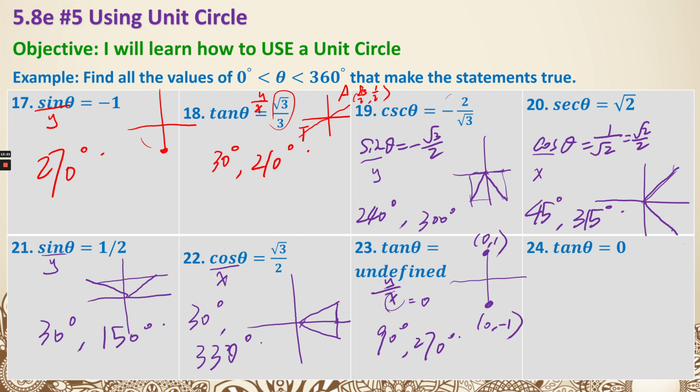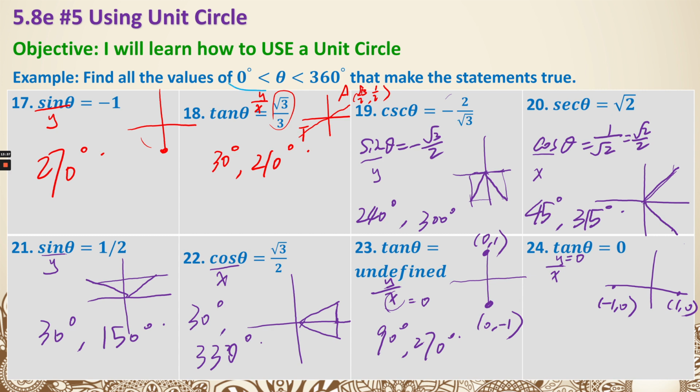Next, tangent theta equals 0. So y over x equals 0, which means y would have to be 0. So if y is 0, well, here it is. You have a 1, 0. You also have a negative 1, 0. However, you gotta be very careful.